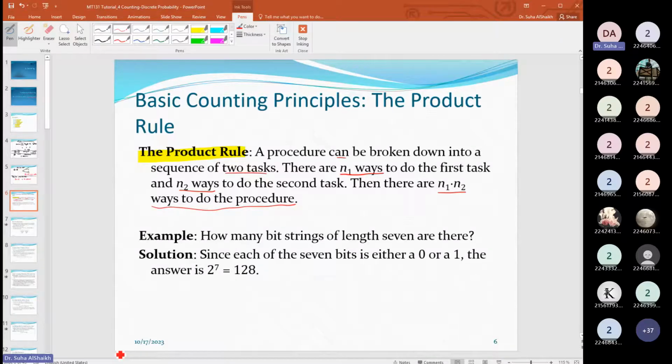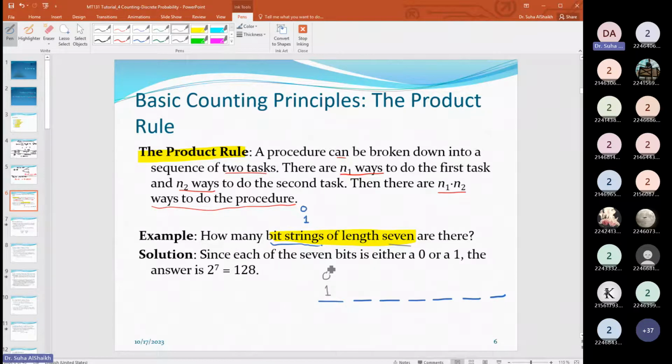Now, for example, if I'm talking here about a bit string of length 7, what does a bit string of length 7 mean? I'm talking about 1, 2, 3, 4, 5, 6, and 7 places in my bit string. And what does a bit string mean? A bit string means the outcomes, or the inputs I mean here, are either 0 or 1. It is a sequence of 0 and 1s. For each place here, each place of the 7 places that we have is either 0 or 1.